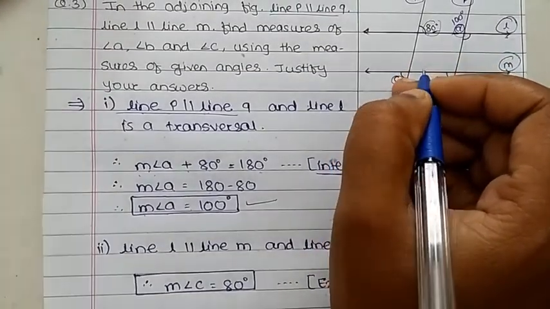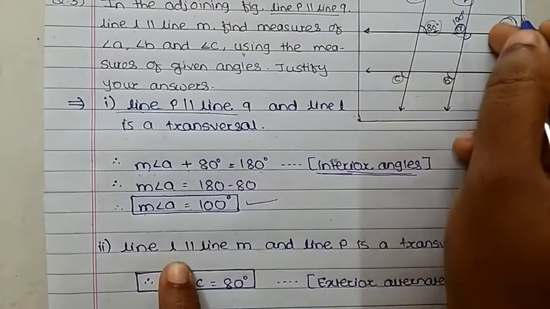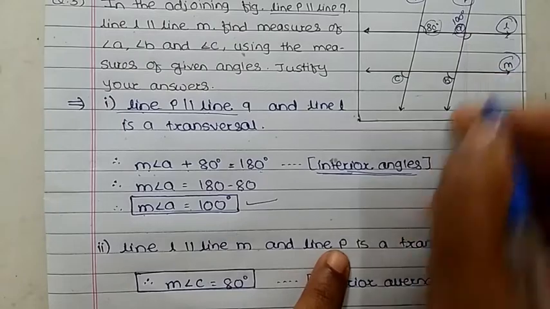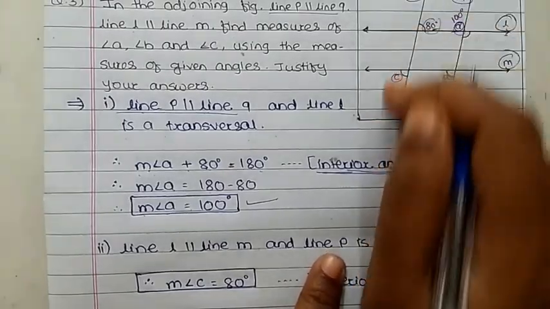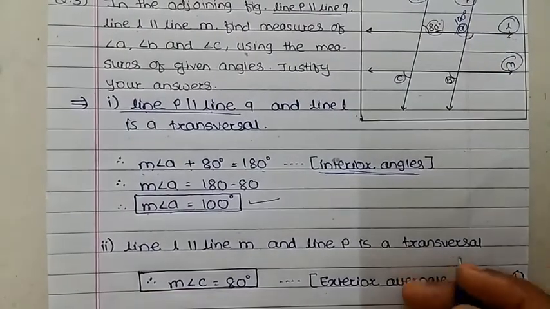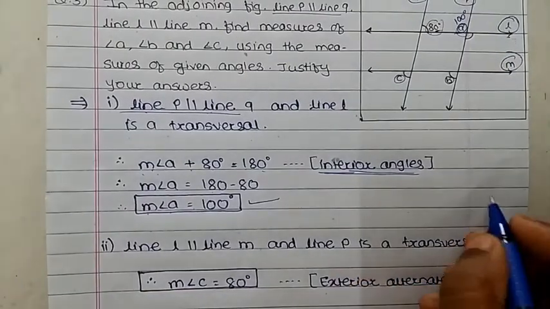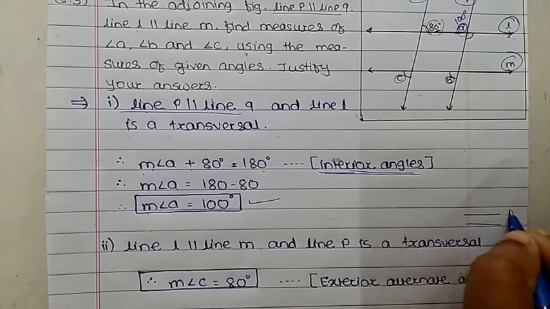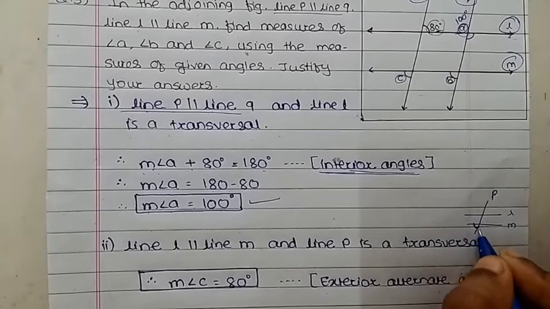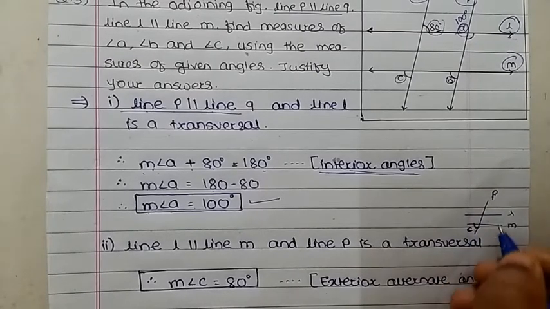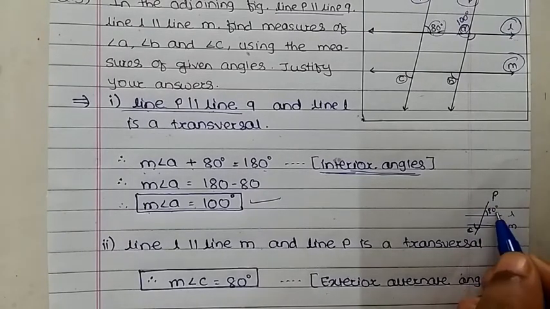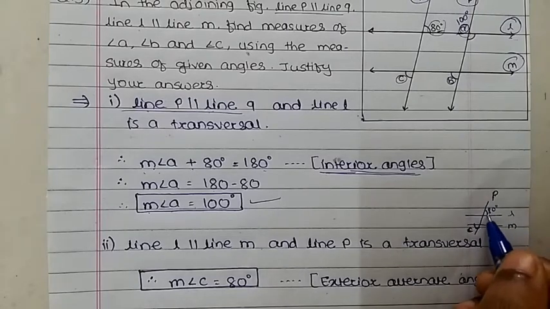Okay, so consider line L and line M parallel to each other, and line P as a transversal. Then what does the diagram look like? In this case, we consider lines L and M, this one and this one, and we consider the transversal P, and we have to find this C. Clear? And we know that this is 80 degrees. Understand this?